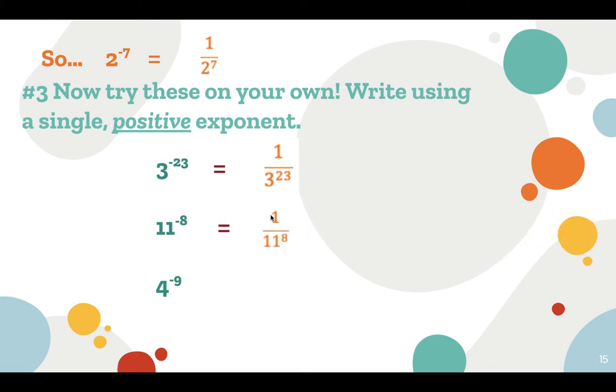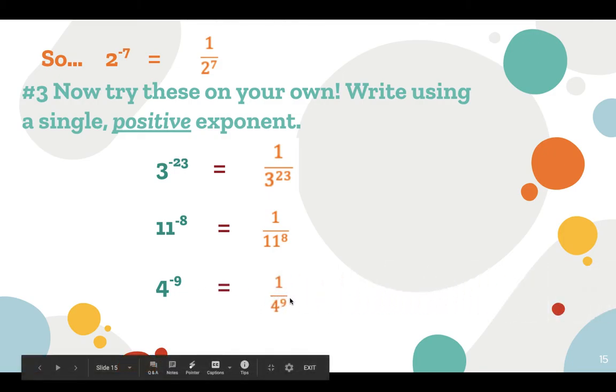The next one, 1 over 8 to the 11th. Once again, when we bring it down to the denominator, it becomes positive. And our last one, 1 over 4 to the 9th.